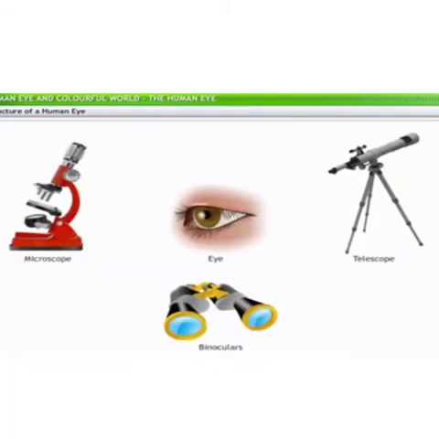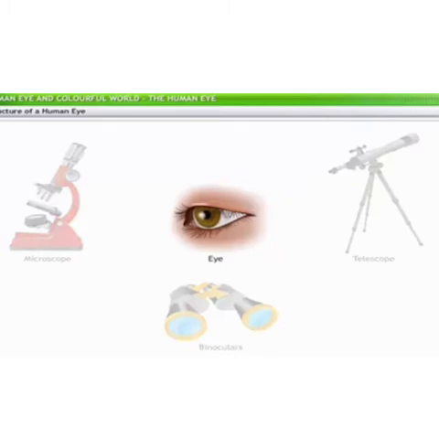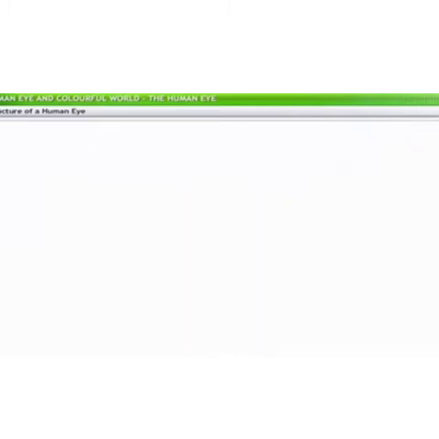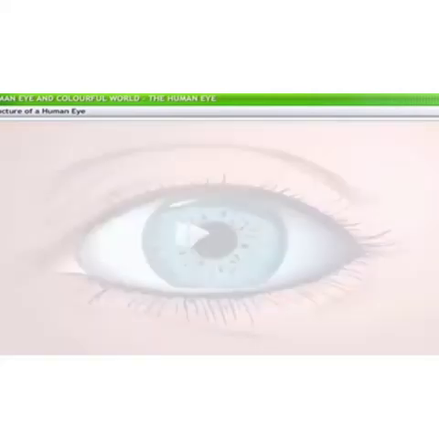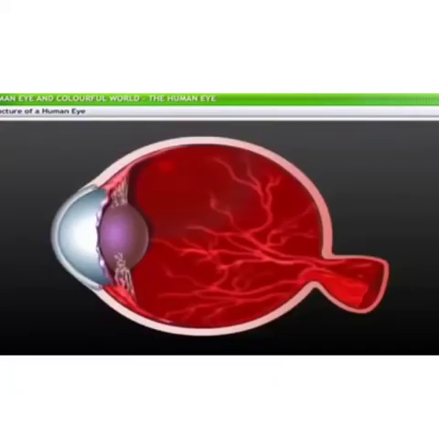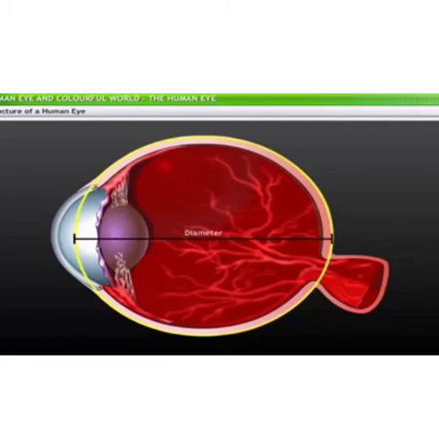In a technical sense, your eye can be considered an optical device. That is, an instrument of vision that detects light. Let's look at how this optical device works. First, we'll examine the structure of the eye. A human eye is spherical in shape, with a diameter of approximately 1 inch. It constitutes about 30 major and minor parts.